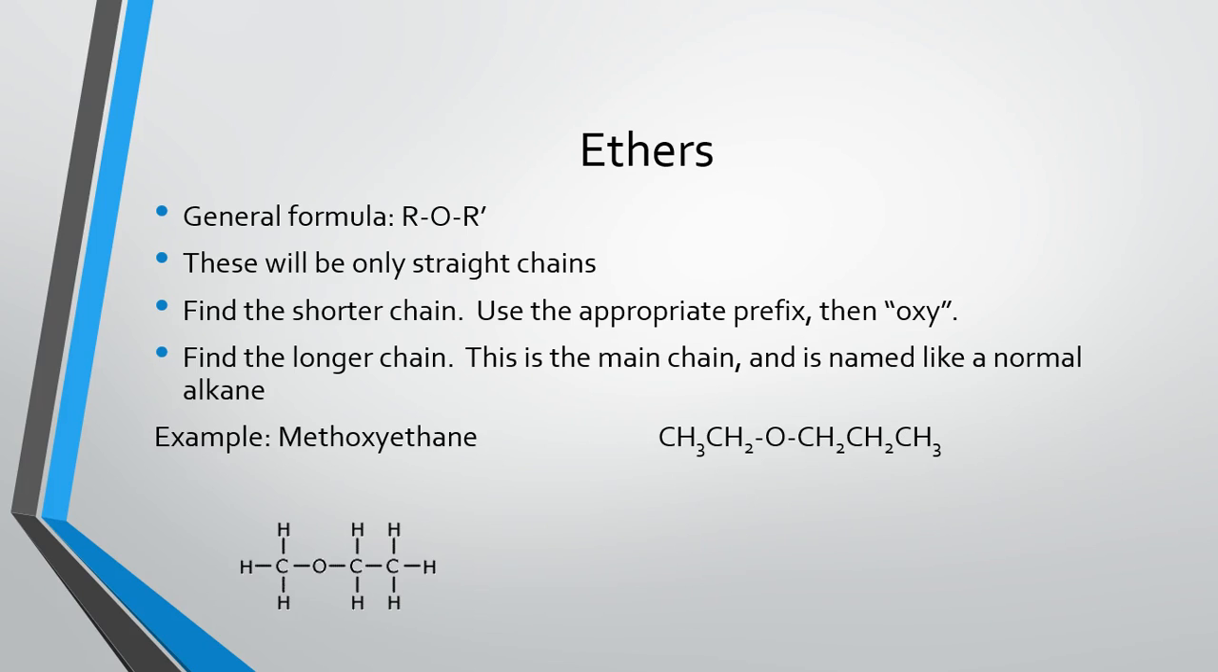Okay, so when I look at this, the shorter chain is 2 carbons. So I'm going to use the prefix eth. Then I have a bridging oxygen and a 3-carbon chain. So I'm going to call this ethoxypropane.